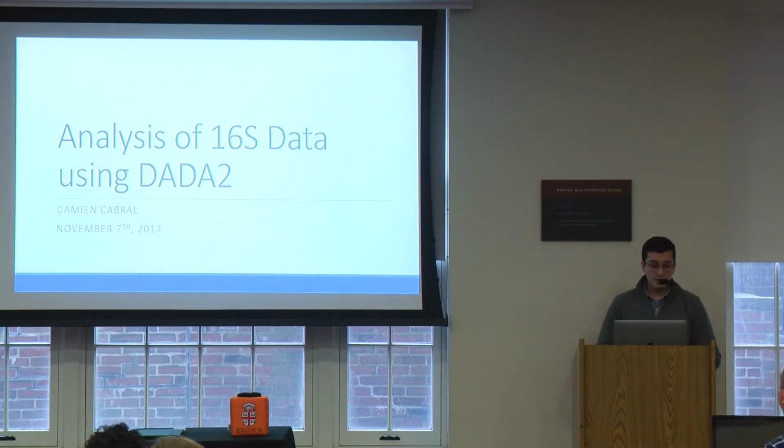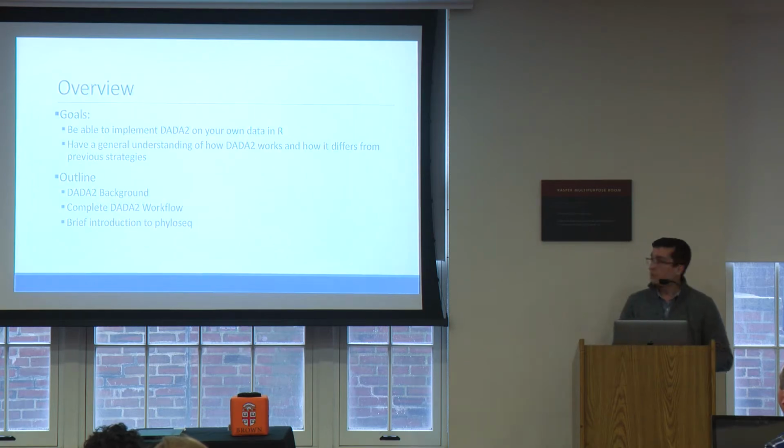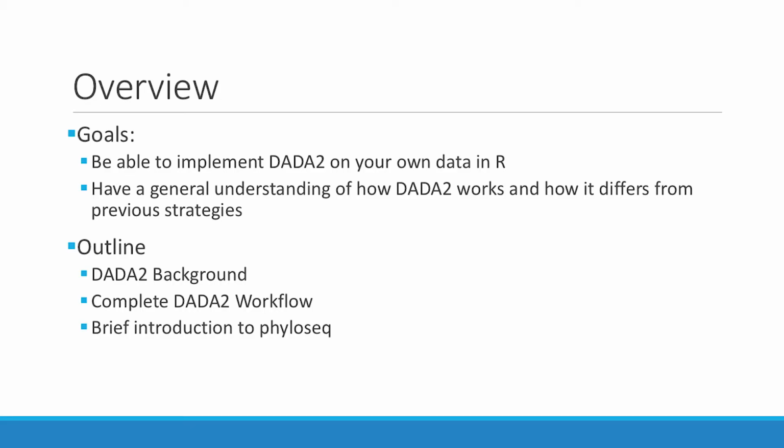So just a quick overview of what I'm going to be talking about today. I have two goals for this tutorial. The first goal is to be able to implement DADA2 on your own data in R. This is actually going to be probably the easiest part. Most of this code, you can honestly copy and tweak a couple of things, and you'll be able to run it on your data just fine. But what's more important is I would want you guys to have at least a general understanding of what DADA2 is doing and how it works, and how it differs and is possibly superior from other alternative strategies.